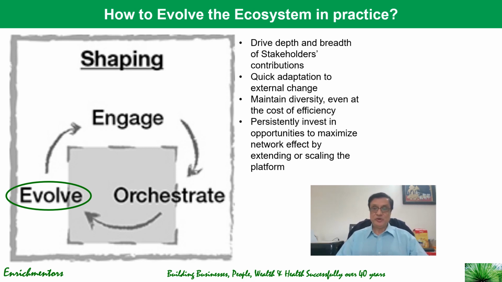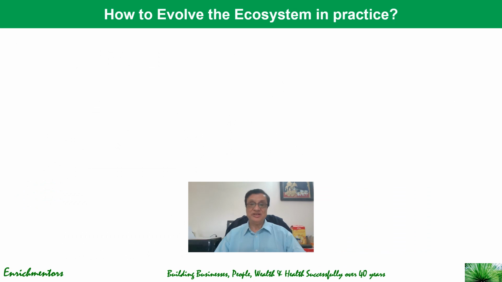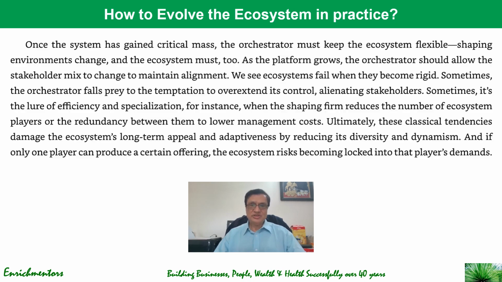Maintain diversity of different types of stakeholders, even at the cost of efficiency. And persistently invest in opportunities to maximize network effects by extending or scaling the platform. This should result in end user uptake and fast growth of the platform, and that is what the participants of the ecosystem would be looking for. So how do you evolve the ecosystem in place?